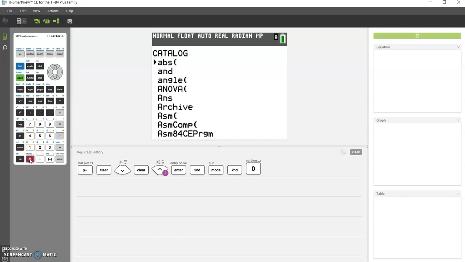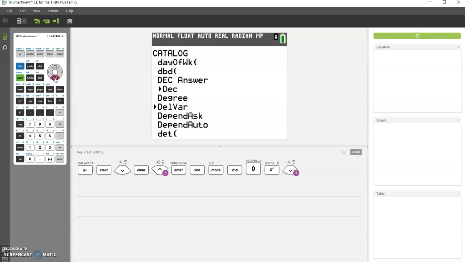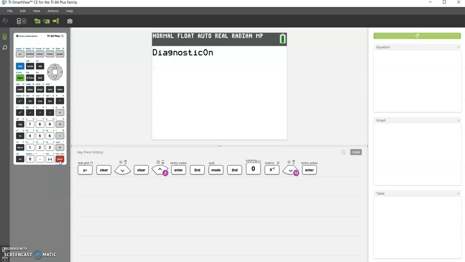I hit second catalog. Remember, once you've done this, unless you reset your calculator, you do not have to do this again. I'm going to hit my x to the negative 1 key. That just gets me closer to the d's. Then I'm going to use my down arrow key, and I'm going to hit enter on diagnostics on. Hit enter one more time so that it says that it did it. All right, now I'm ready to enter my data.